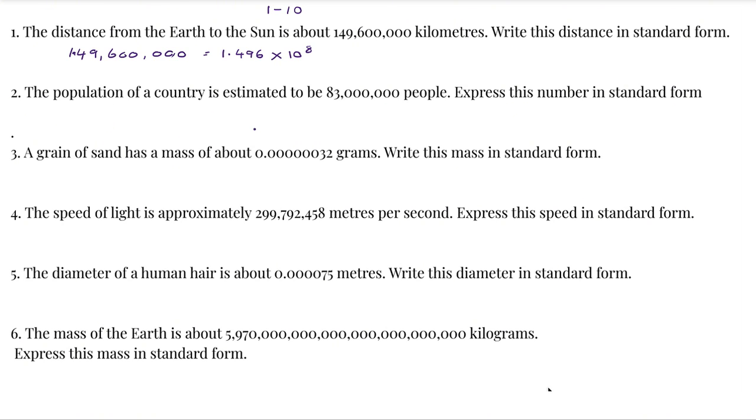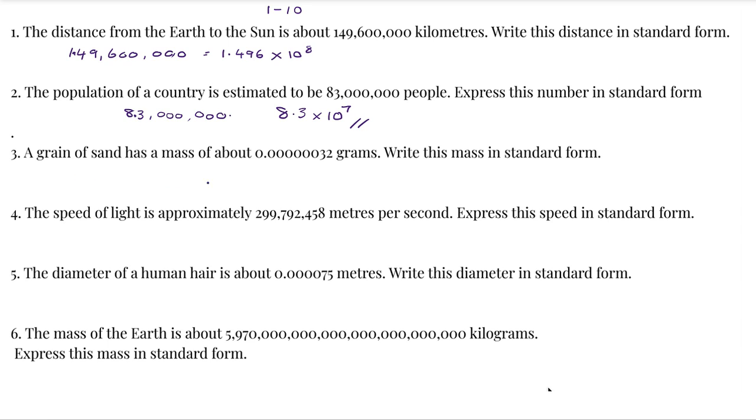The population of a country is estimated to be 83 million people. Express this number in standard form. 1, 2, 3. 1, 2, 3. Let's move our decimal place. So we're going to go 1, 2, 3, 4, 5, 6, 7. Between 8 and 3. Perfect. Matches our limitations. So it's going to be 8.3 times 10 to the power of 7, because we moved the decimal place 7 times to get between our 8 and 3.